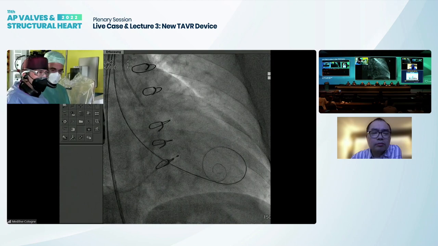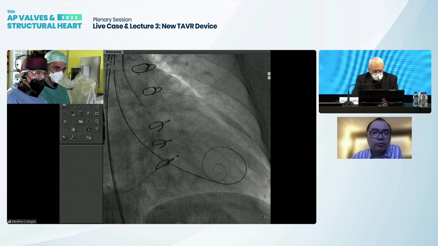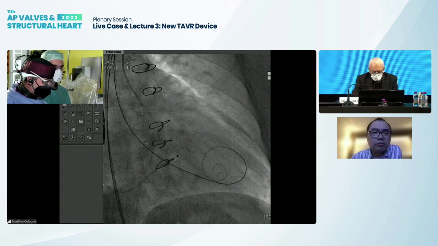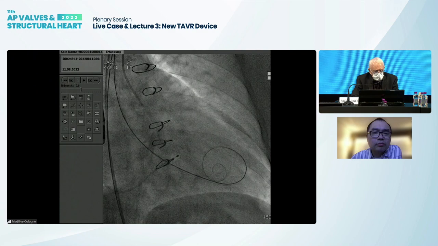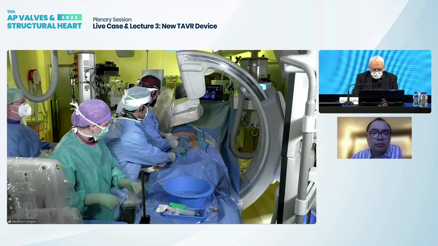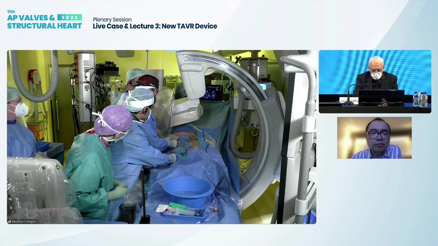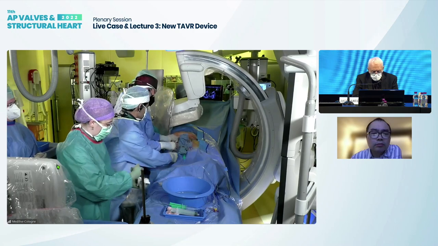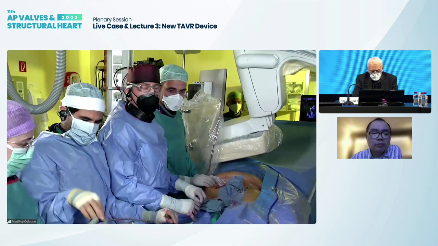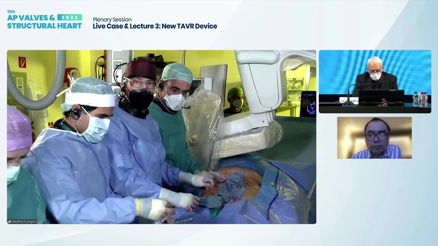So what wire are you using, Stefan? So this is a Safari wire. Just a conventional Safari wire. That's the regular wire that you're using, right? Exactly, yes. So there's no special wire that you would need if you want to implant that valve. We stick to our standard wire, Ivan.